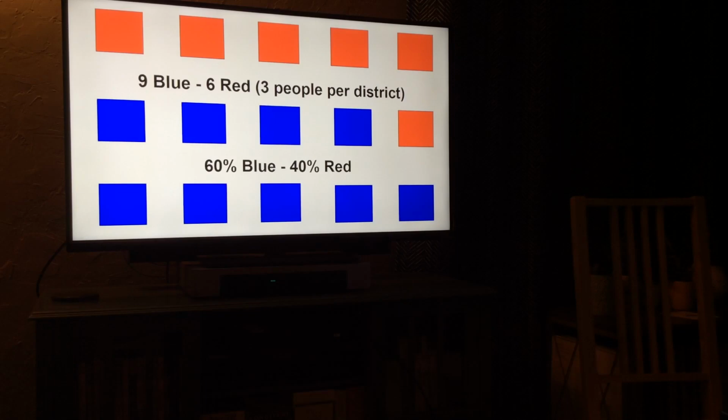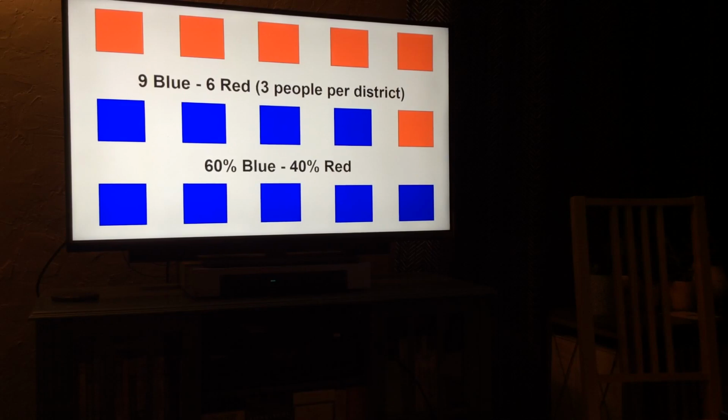And it's not equal. Of the 15, 9 of them are blue 100% of the time, and 6 of them are red 100% of the time. And so you get a voting distribution that is about 60% blue and 40% red. And now let's imagine that Blockland gets to send 5 delegates, or 5 representatives, to some legislature that Blockland is part of. And therefore there's going to be 3 voters, or 3 people per district.